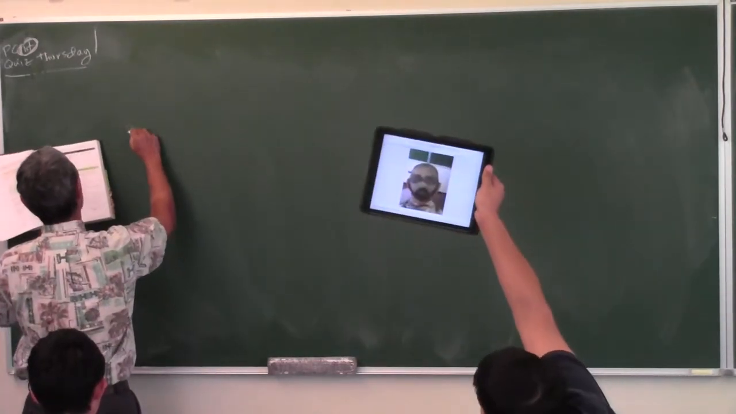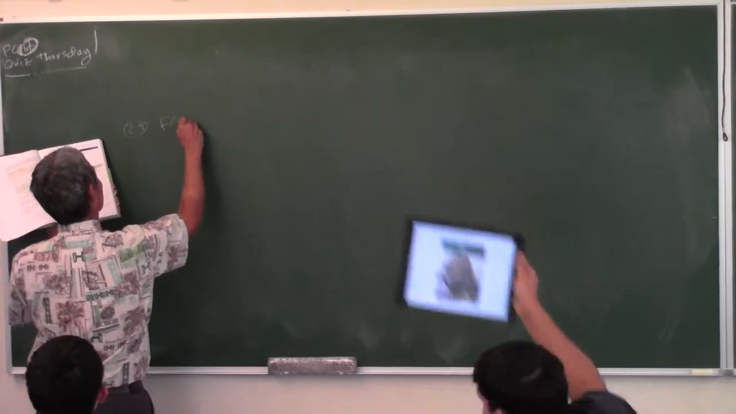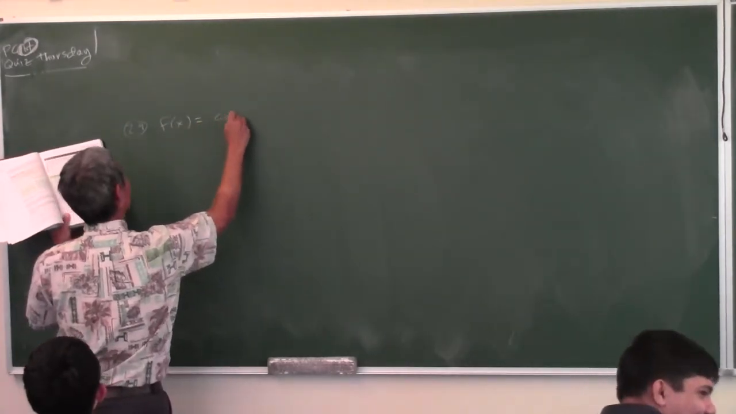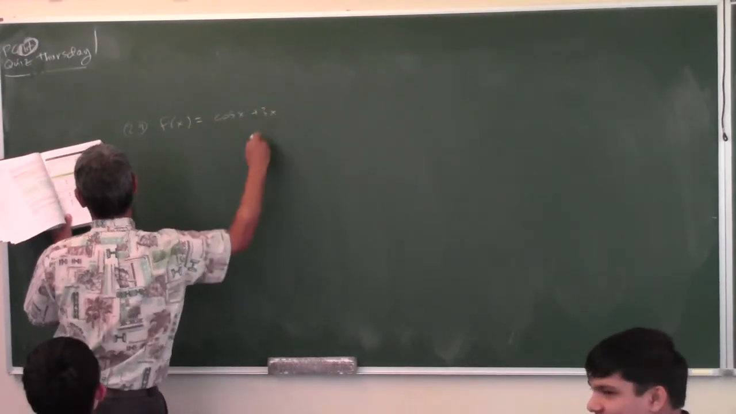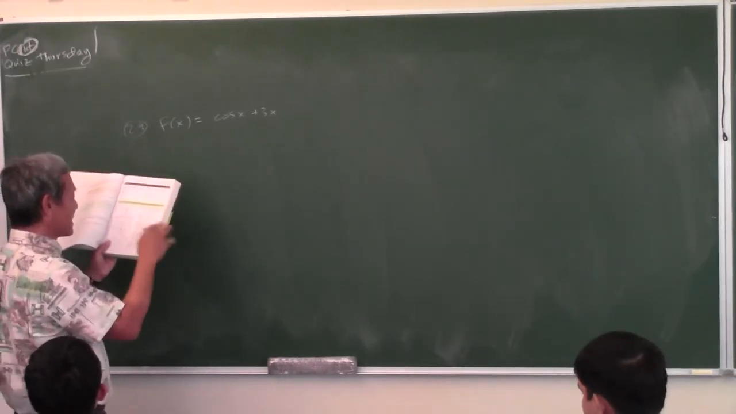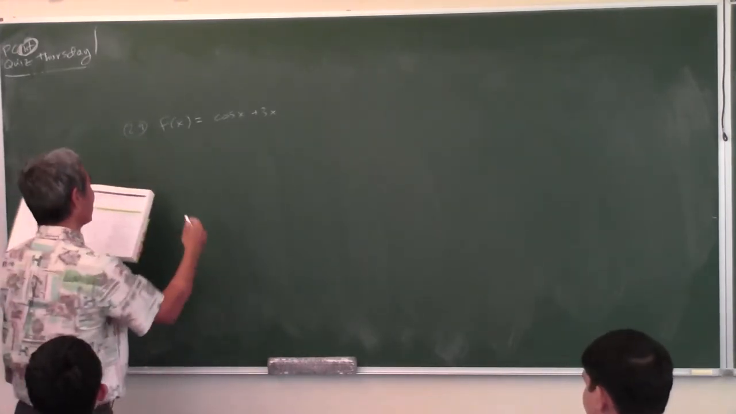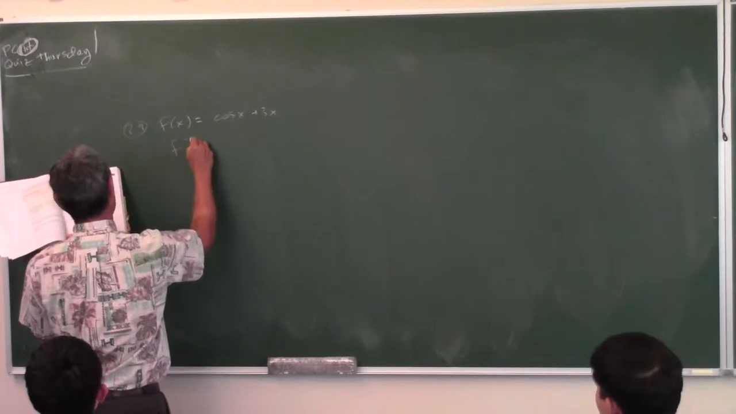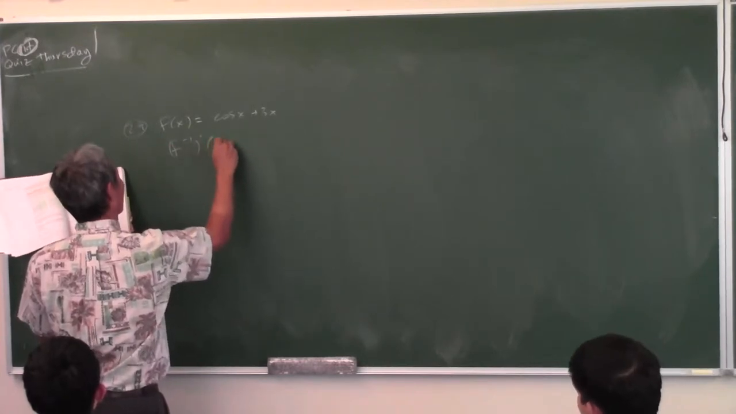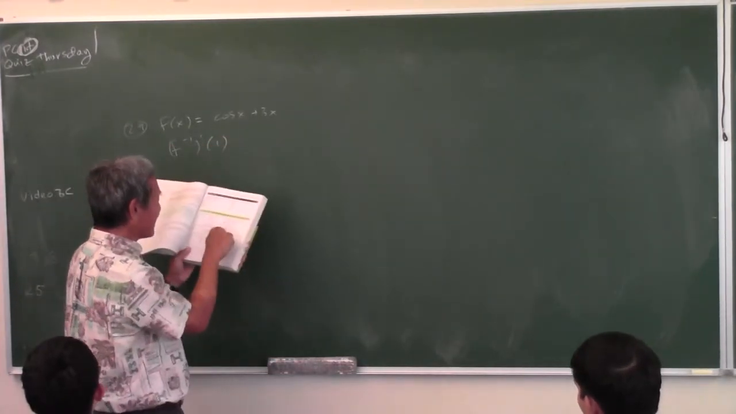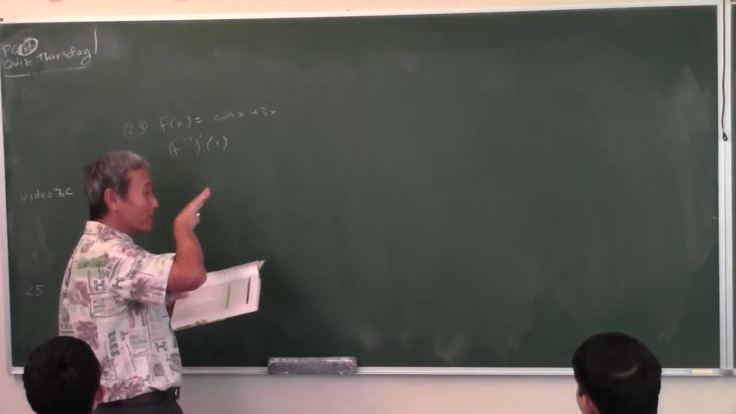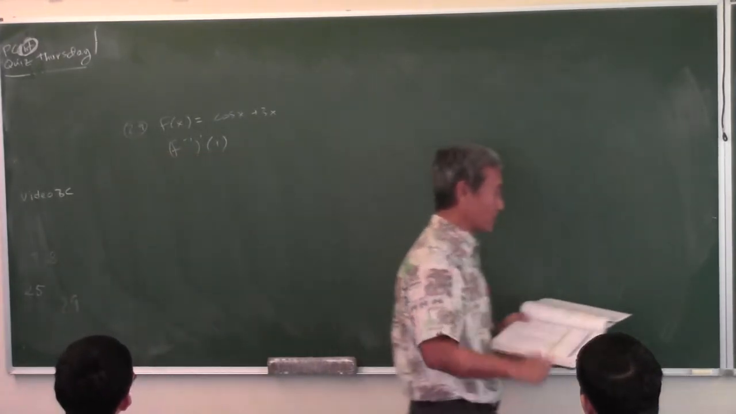Yeah. Okay, 29. We have f of x is equal to cosine x plus 3x. I'm going to skip all the nonsense. This is what I'm going to ask you to find: what is f inverse prime of 1? Basically, all the other parts are just setting you up to find this. So this is what the test question is going to be.